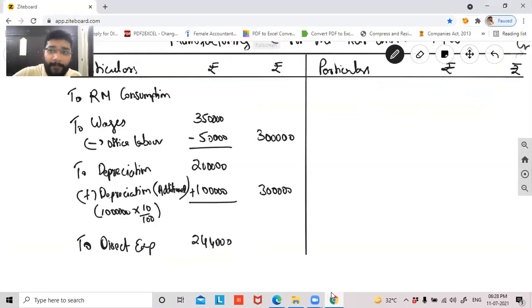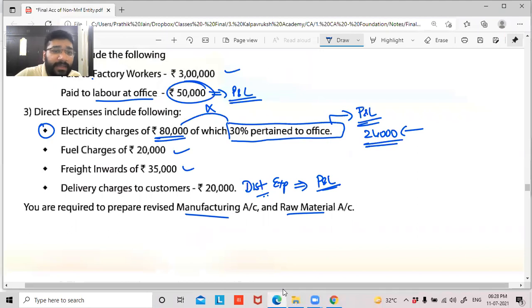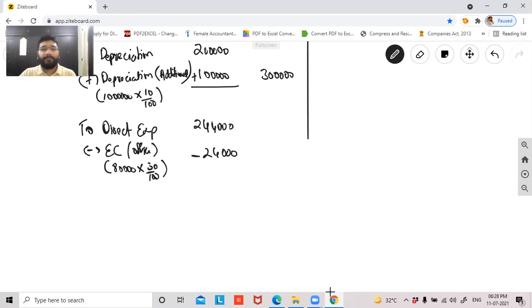So less, minus electricity charges office, in full form, guys, office. How do you calculate this? 80,000 into 30 by 100. So minus 24,000 rupees. So it is not yet done.